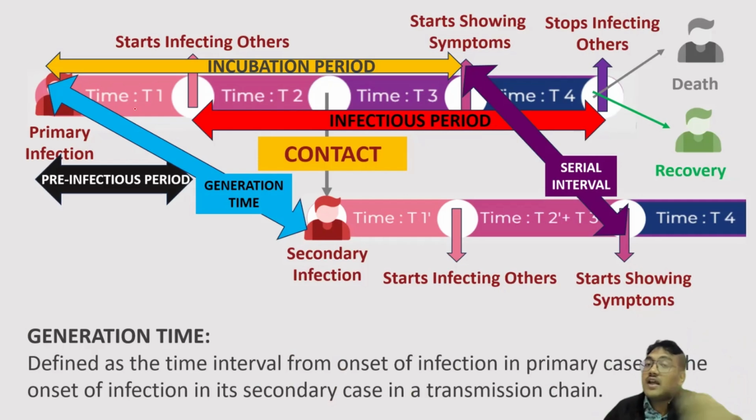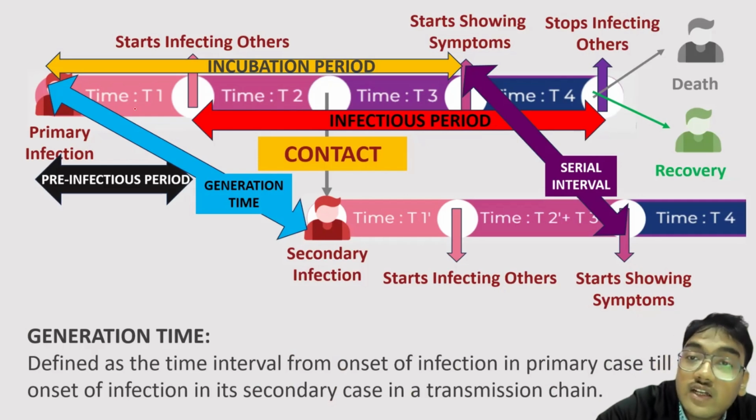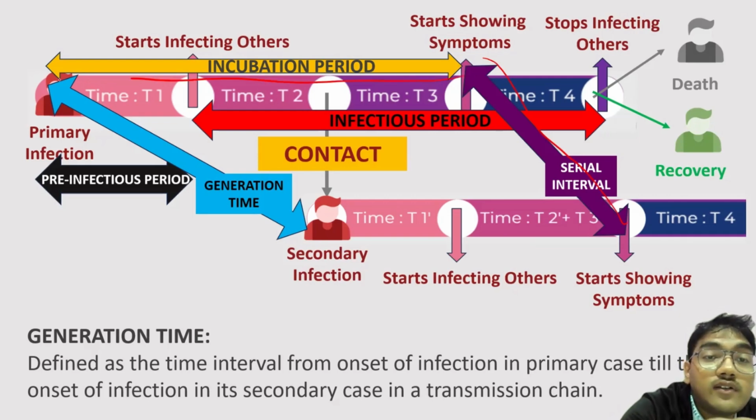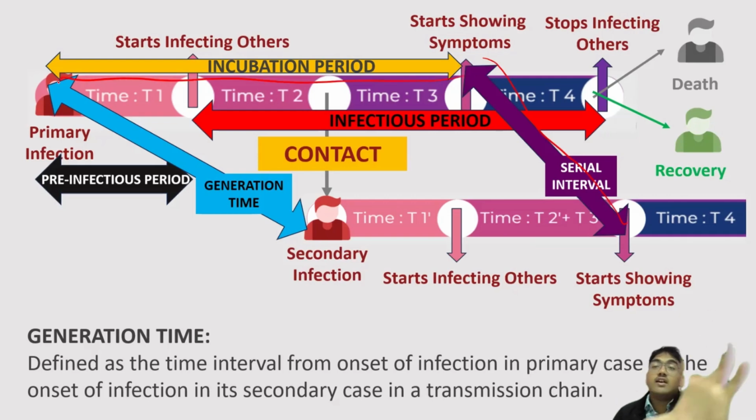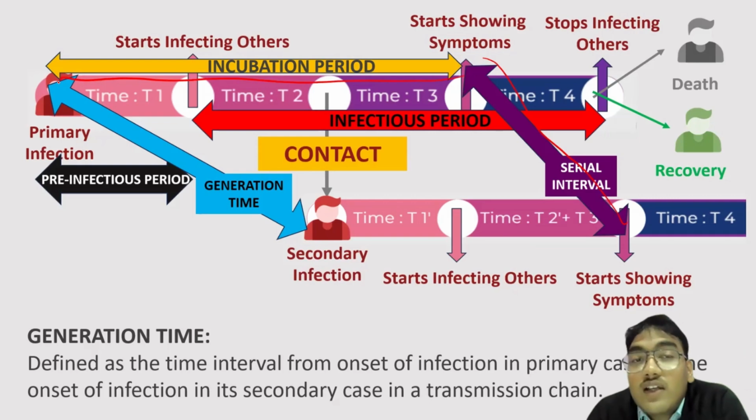So if I have a timeline and I have an estimate of the serial interval and I also know the incubation period, then if I go back from the serial interval by the incubation period time, I will be able to arrive at the generation time, with the uncertainty around the incubation period, isn't it? Is it clear?